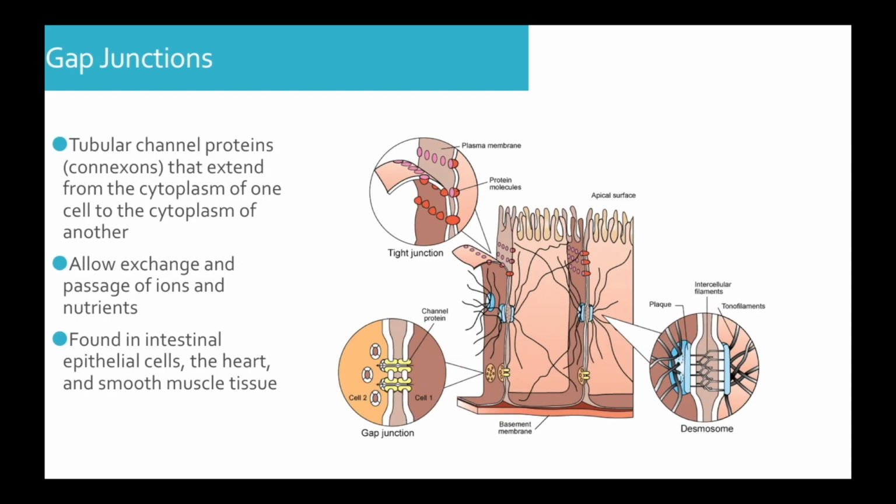Gap junctions have tubular channel proteins, so connexons, that extend from the cytoplasm of one cell to the cytoplasm of another cell. These allow exchange and passage of ions and nutrients, and they're found typically in intestinal epithelial cells, the heart, and smooth muscle tissues. Now, of course, I've mentioned the same organs in a couple different examples of junctions because different areas of each organ require different junctions depending on their function.